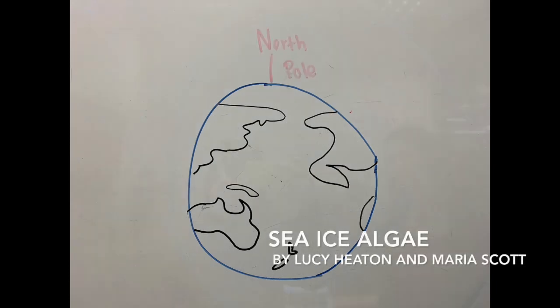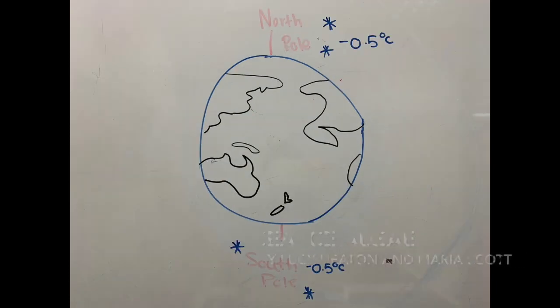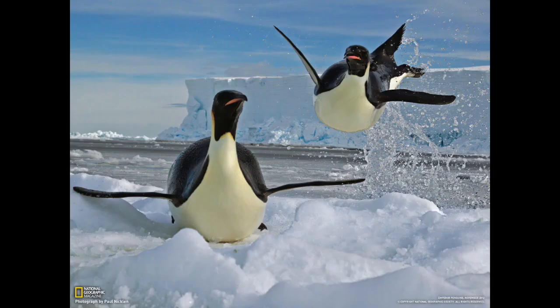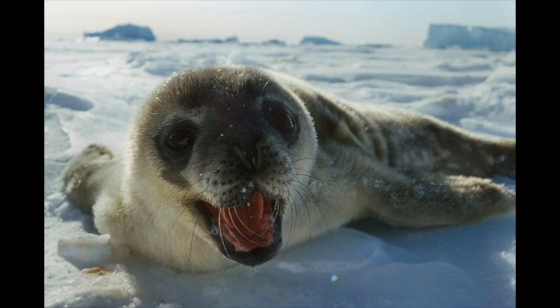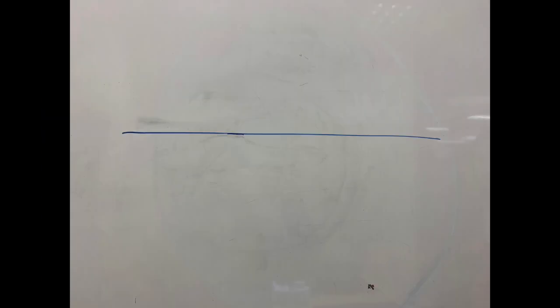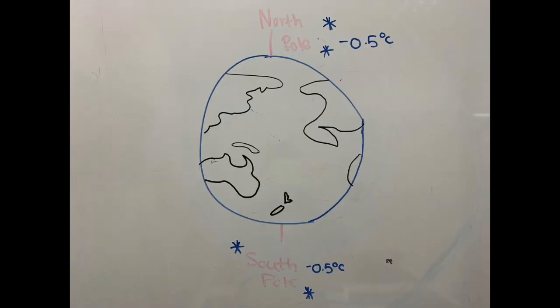The polar regions of our Earth offer the harshest conditions for organisms to live due to their icy sea temperature of around -0.5 degrees Celsius. Surprisingly, some organisms are able to thrive under these conditions. One of these organisms is sea ice algae. Sea ice algae are able to live underneath the sea ice all year round in the polar regions.